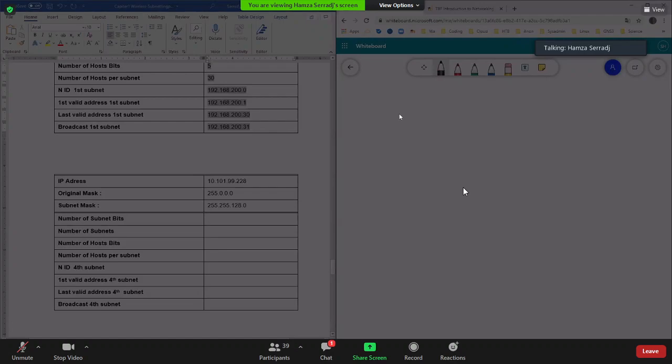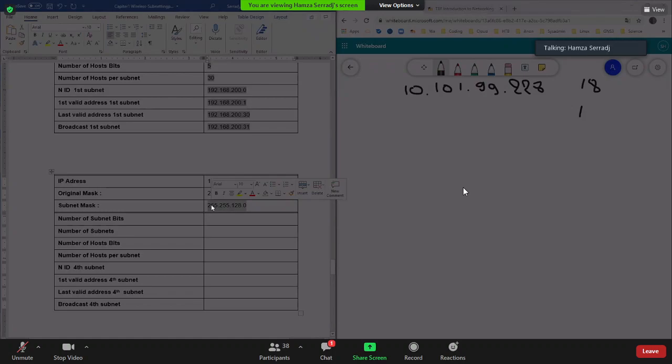This one, next one is 10.101.99.228. And he's saying that the subnet mask was /8 first. And after, who can tell me? Because you see here, subnet mask is weird here. 255.255.128.